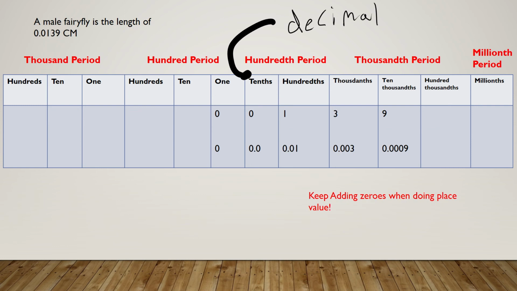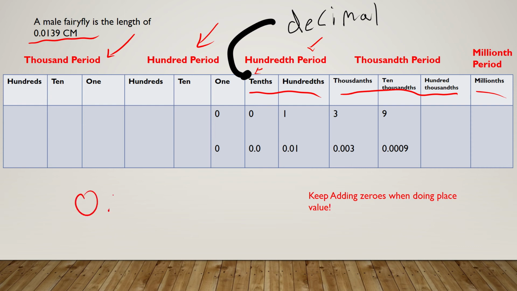Here we go. We have a male fairy fly, the length of which is 0.0139 centimeters. So on a place value chart, what you need to do is write the 1,000 period, the 100 period, and then on the other side we have our decimal here. We are going to add the 100th period, which is only the tenths and the hundredths, the 1,000th period, which is these 3, and the millionth period.